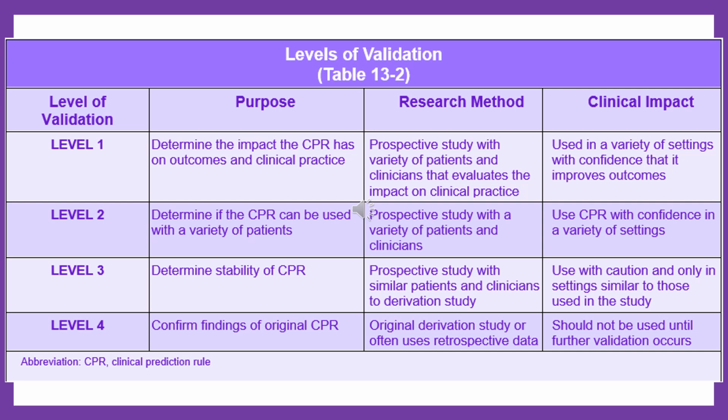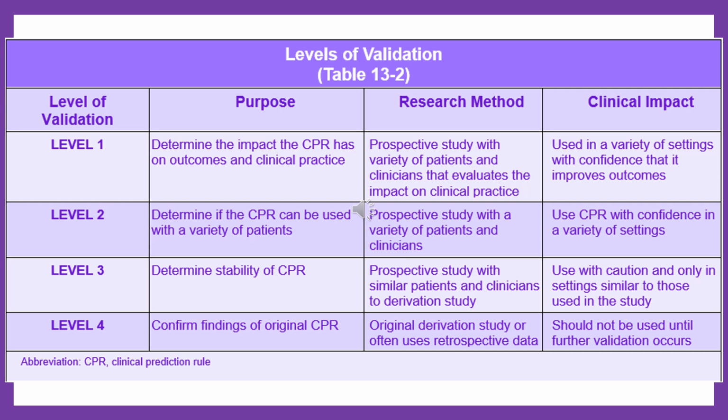So as I just stated, there are 4 levels of validation. I'm actually going to start with level 4 because it is the lowest level of validation study. This is where the rule is really just being developed. You have the original study, and that original study often looks backwards in time, so it uses retrospective data rather than prospective data. And what this does is it just starts to give us an idea in the validation process as to whether or not that CPR is valid, and if it has some reliability and some clinical applicability.